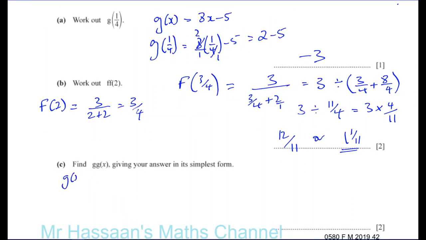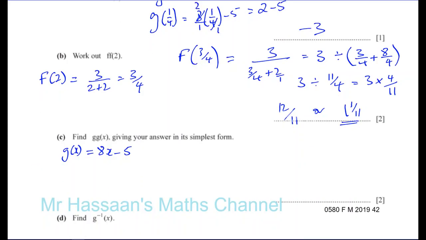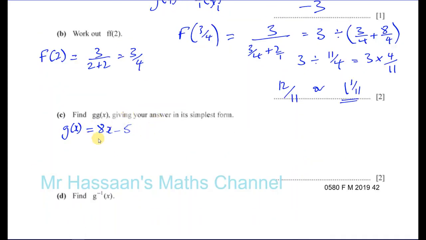g of x is equal to 8x minus 5. Okay, now here you've got to algebraically deal with this one. So basically you've got to put the function g of x back into itself. So you've got to replace g of x with whatever g of x is. Now g of x, okay, this is basically putting g of x back into itself.